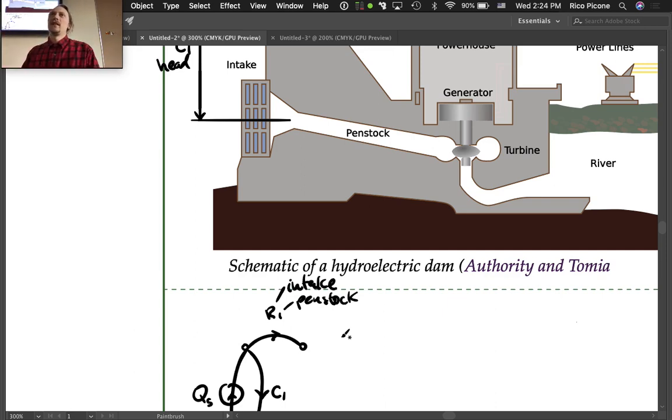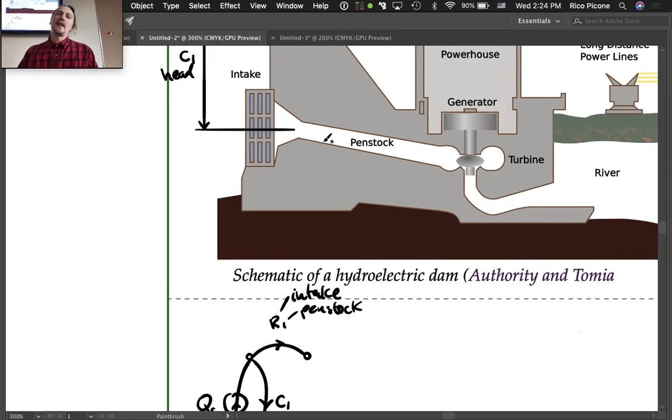You said they're in series? They would be in series, yeah, because it goes through the intake and then it goes through the penstock, right? So the flow wouldn't split. You wouldn't have a split in the flow. The flow rate that each one would see would be the same.